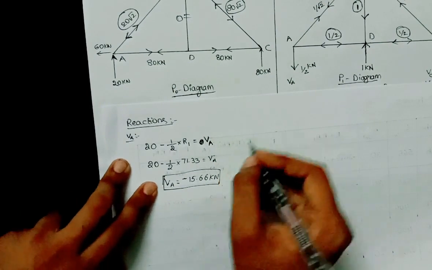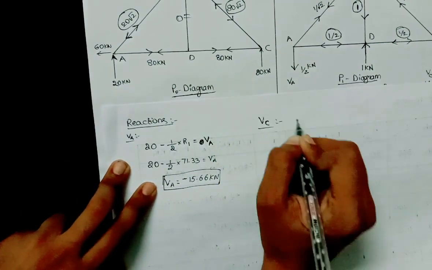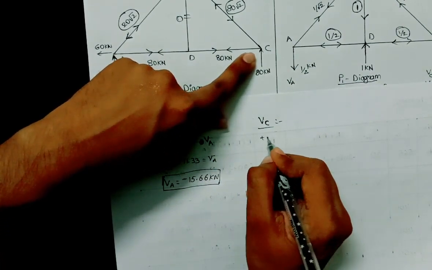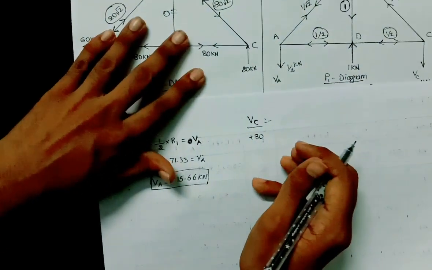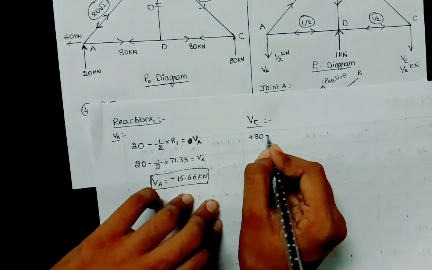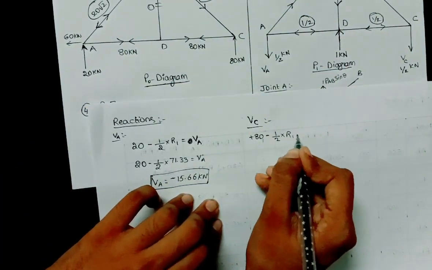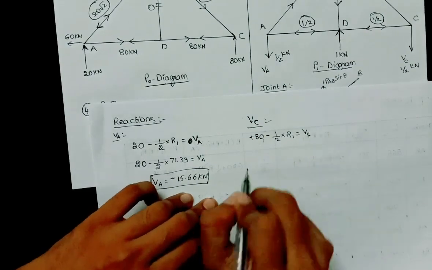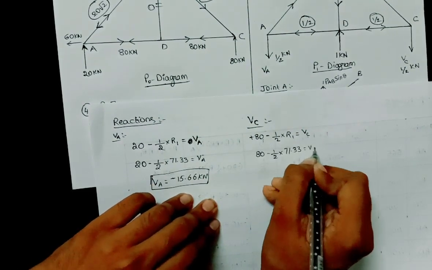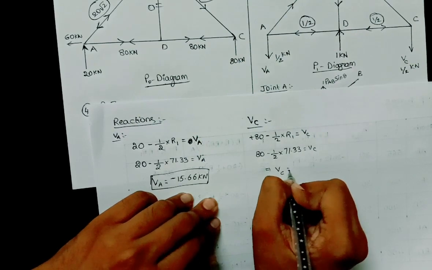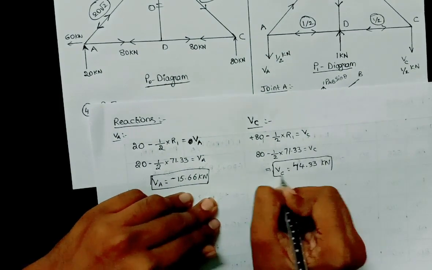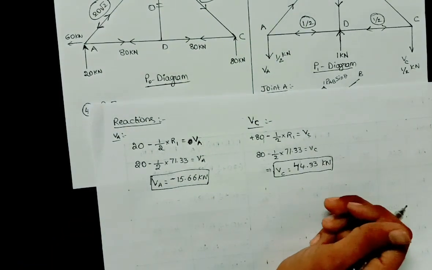Similarly for VC. In P naught diagram 80 kilonewton is acting in upward direction, so plus 80. In P1 diagram half kilonewton is acting in downward direction, so minus half into R1 equal to VC. This is the vertical reaction. So 80 minus half into 71.33 equal to VC. Therefore VC equal to 44.33 kilonewton. This is the final reaction at VA and VC.